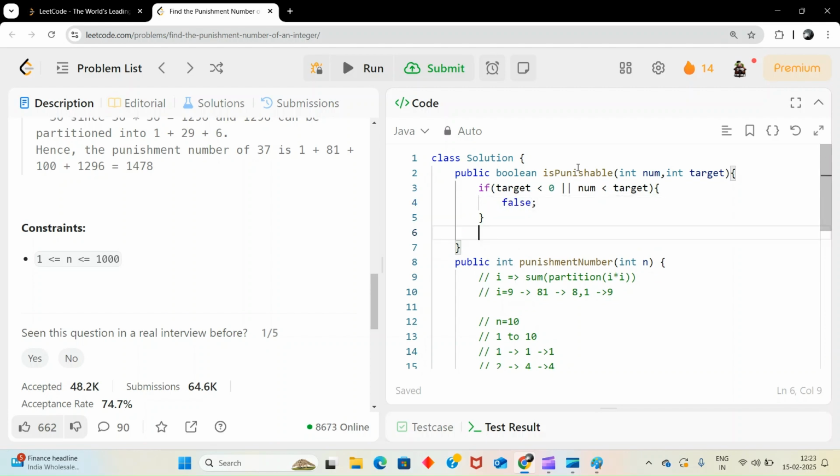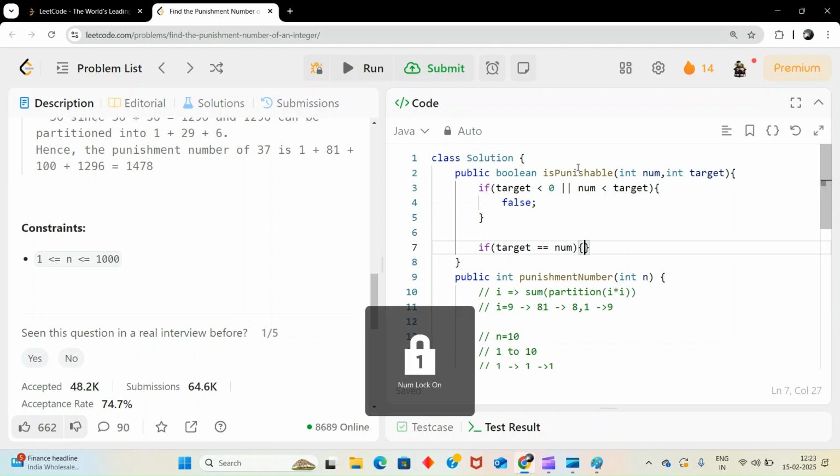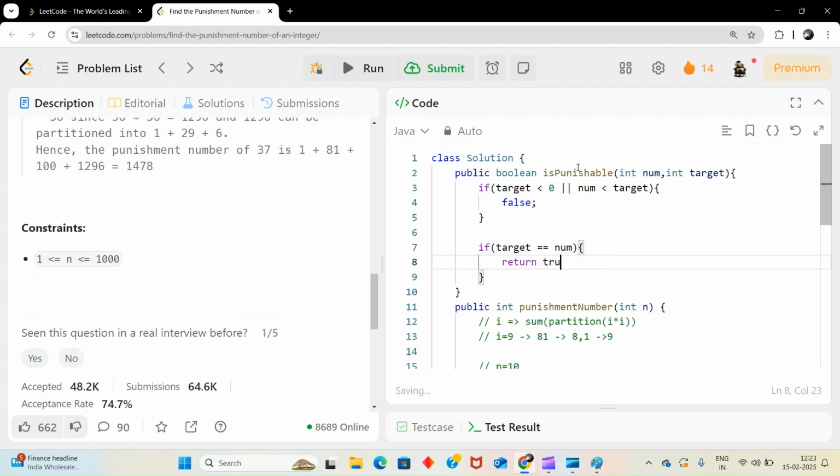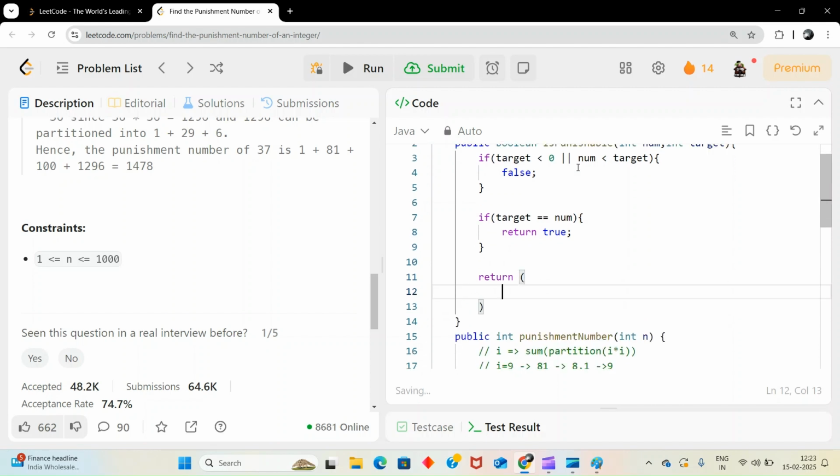That is, this partition can't be included, I mean these numbers can't be included. If my target is equal to num, then this is valid, so return true. That means we can include this in our punishment number. Now the main thing is to return three things as I explained.